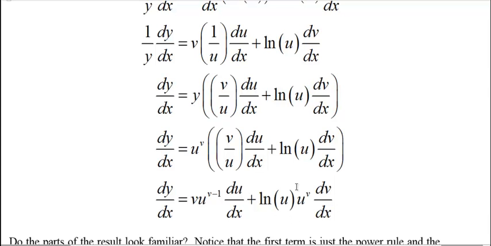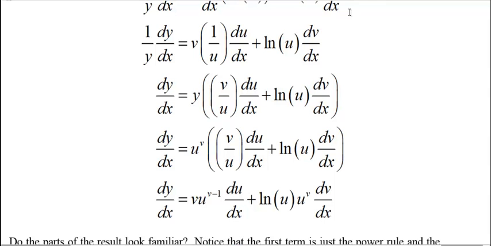What happens, this is pretty cool right here. What happens if the power is constant? Then dv over dx is 0, and this second term disappears. What are you left with? Oh, if the power is constant, we bring the power down, it's v. We have u to the power of v minus 1, and then you take the derivative of that variable base. That is the power rule. Hey, look at that. That's the power rule.